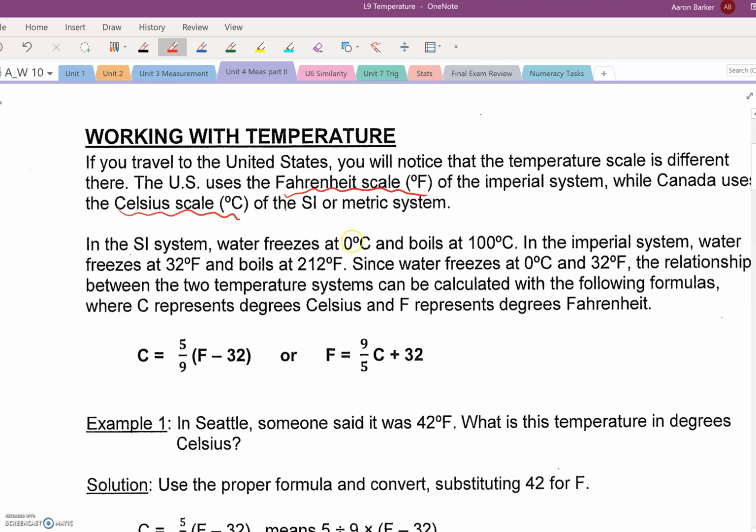So under our system, they figured out when water freezes, and they said, let's call that 0. And they figured out when it boiled, and they said, let's call that 100. And then they just did equal marks. So in the imperial system, it's really weird. It freezes at 32 degrees Fahrenheit. Weird. And then it boils at 212 degrees Fahrenheit. What? It's a lot higher temperatures, okay?